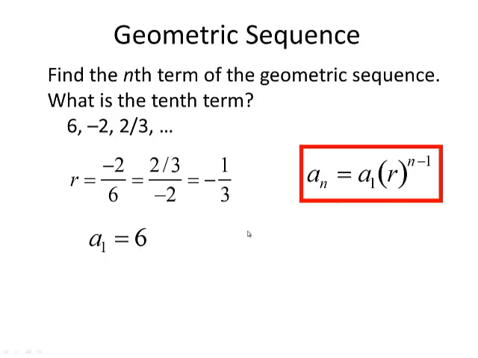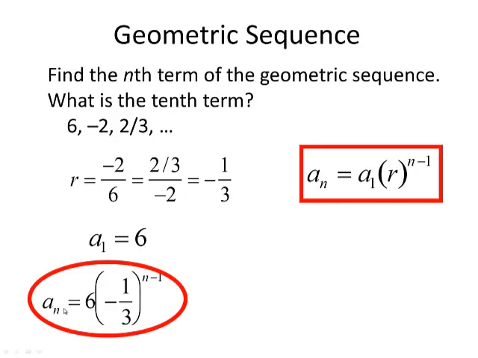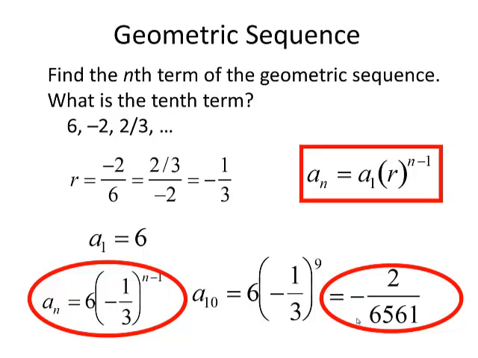So writing that in here, I get the nth term is 6 times negative 1/3 to the n minus 1. If I wanted to find the 10th term, I would go, the 10th term is equal to 6 times negative 1/3 to the 10 minus 1, or 9th power. Finishing that on your calculator, you get negative 2 over 6,561.